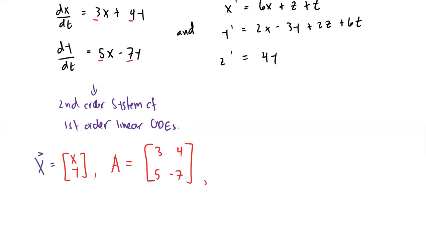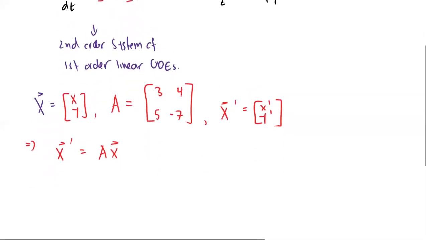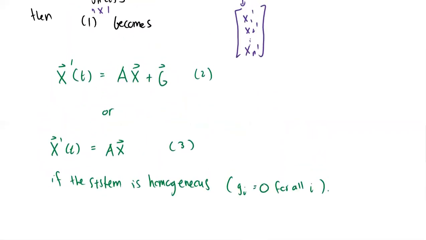Finally, x prime is going to be just the same as x, but with the derivatives of the dependent variables, which means that we can write this first system as x prime equals A times x. And I will explain why this is the same thing as writing it as equations in the next slide. But for now, let's just practice writing it like this. Again, notice it's a homogeneous system, because all of the g sub i's are 0, so it matches system 3 here.